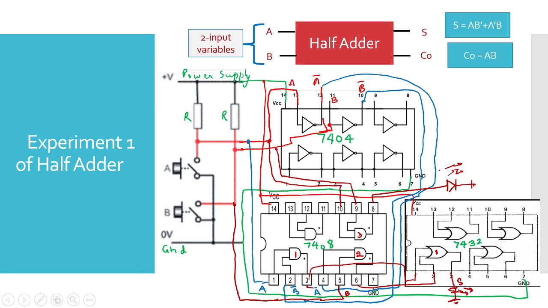So in brief, again I am telling you, you will use the hex inverter IC 7404, another IC 7408, an AND gate IC, and another IC 7432. So 3 ICs you require, and you require 2 resistances and 2 push buttons. Power supply and ground you require, and one breadboard. In this way you will connect the circuit, and you can verify the truth table.